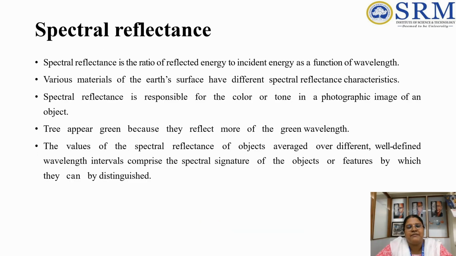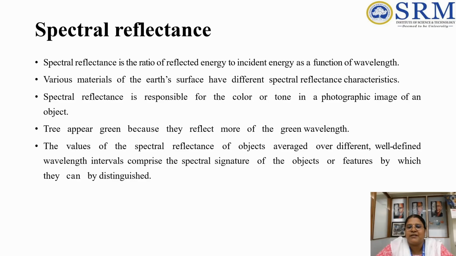So here we have a concept called spectral reflectance. Spectral reflectance is the ratio of the reflected energy to the incident energy as a function of wavelength. Various materials of the surface have different spectral characteristics. The spectral reflectance is responsible for the color or tone in a photographic image of the object. So a tree appears green because it reflects more of the green wavelength.